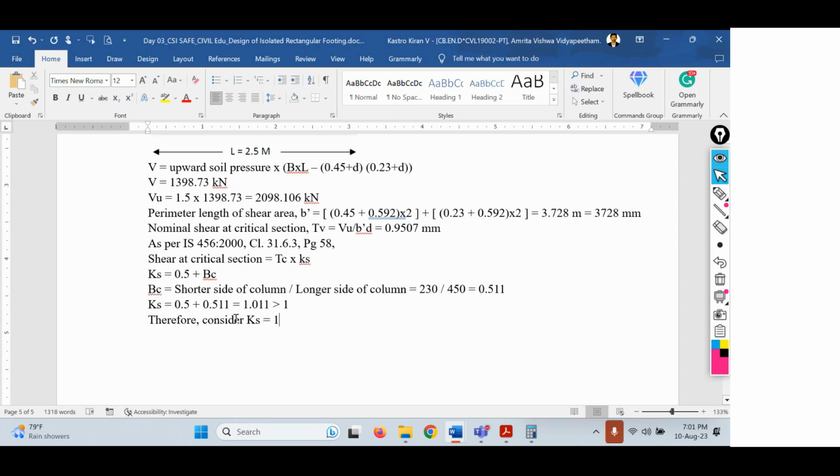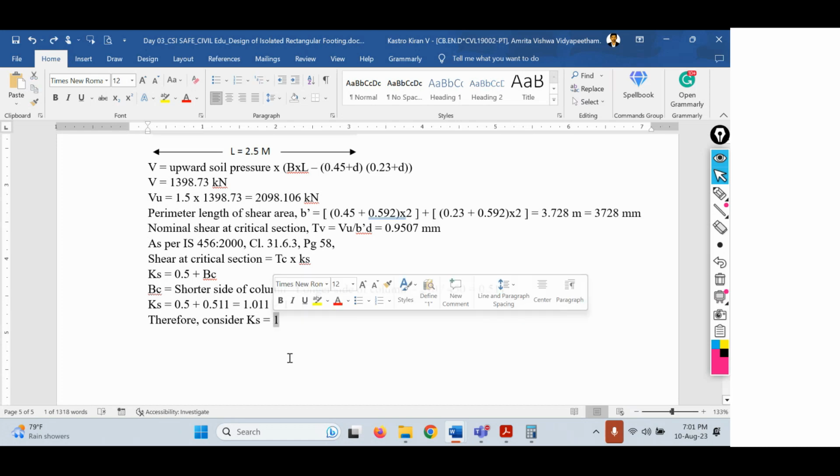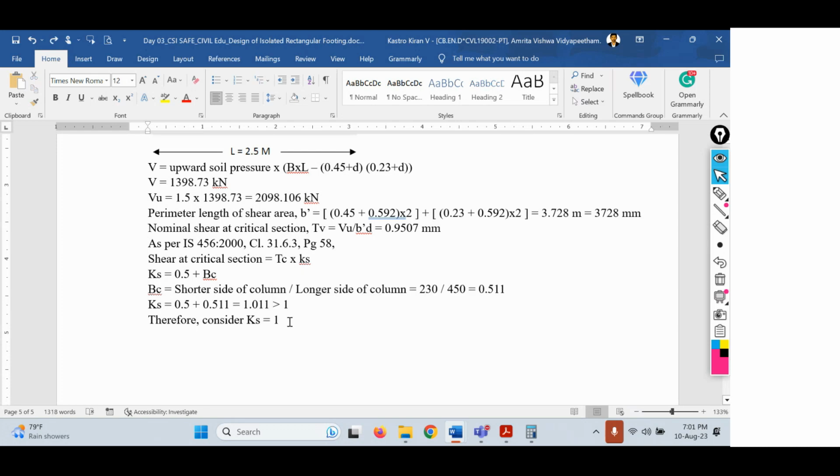If the Ks value is less than 1, you have to consider that value. Suppose instead of 1.001, we got the value of Ks as 0.68. Then when calculating, the value of Ks is also taken as 0.68 only. By any chance, if it is greater than 1, then we have to consider it as 1 only. That's one condition. So therefore, consider the value of Ks as 1.